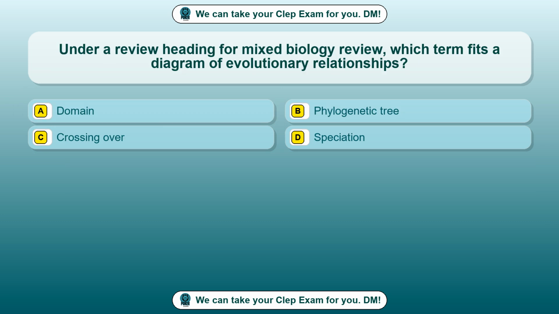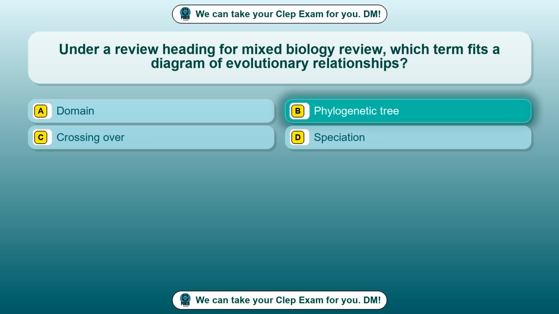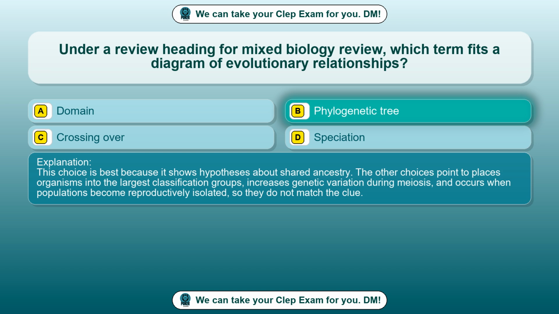Question 39. Under a review heading for mixed biology review, which term fits a diagram of evolutionary relationships? Option A, domain. Option B, phylogenetic tree. Option C, crossing over. Option D, speciation. The correct answer is option B, phylogenetic tree. This choice is best because it shows hypotheses about shared ancestry. The other choices point to places organisms into the largest classification groups, increases genetic variation during meiosis, and occurs when populations become reproductively isolated, so they do not match the clue.